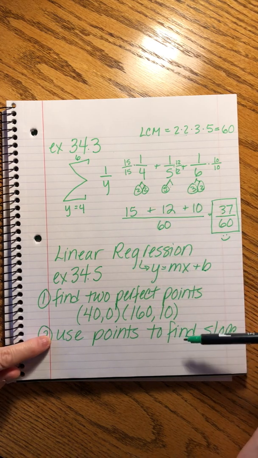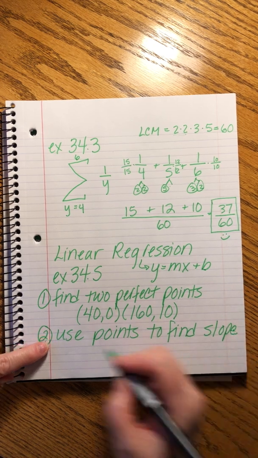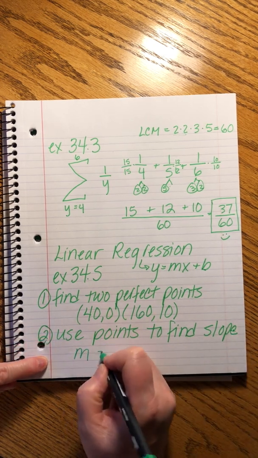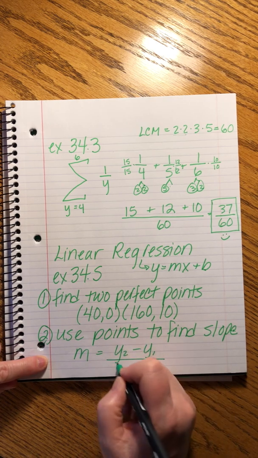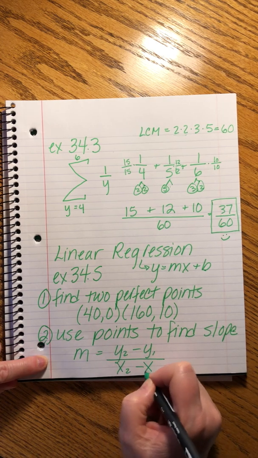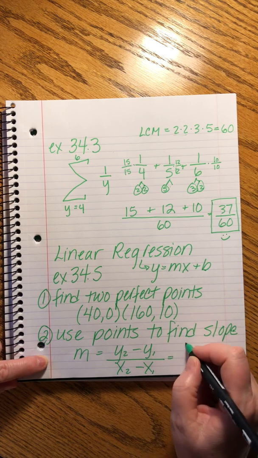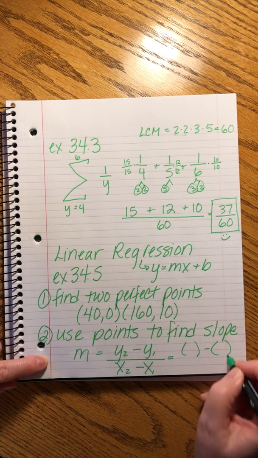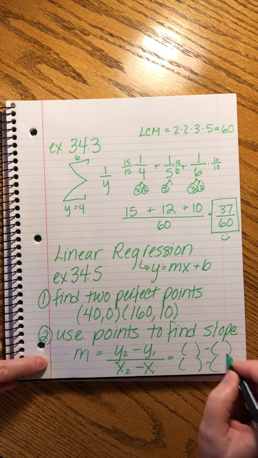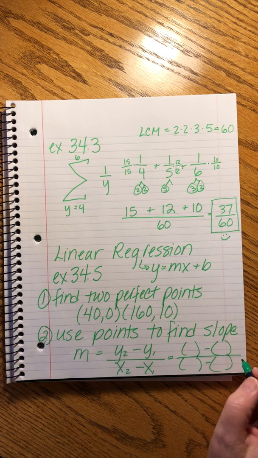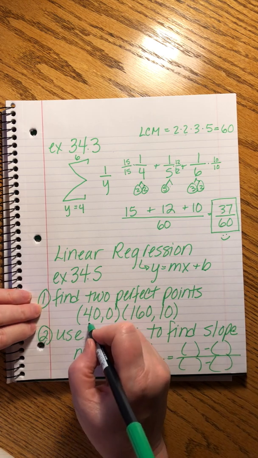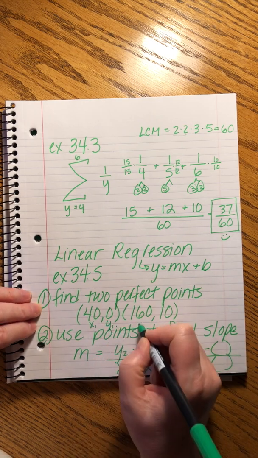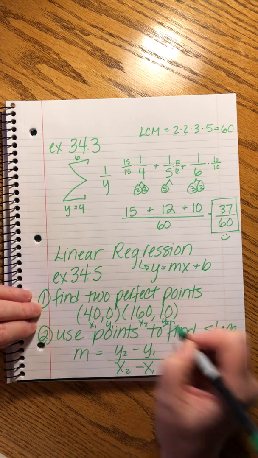In order to use the points to find the slope, we need that cool slope formula. M equals y2 minus y1 over x2 minus x1. And in this case, remember to use buckets for this, because there's minus signs in the formula, and there can be minus signs in the points. And I always like to do this, x1, y1, x2, y2.